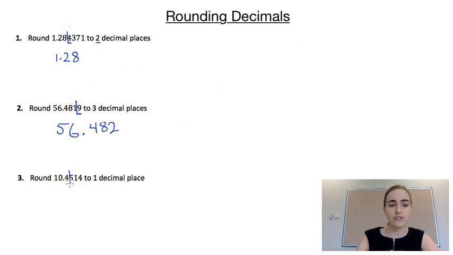Now our last example asks us to round 10.4514 to 1 decimal place. So we cut it off after that 1 decimal and we look at the next number along. So because that number's a 5, now this is the one that's a little bit tricky. If it's a 5 or more, we round up. So this is going to be rounded to 10.5 because it's just more than halfway between 10.4 and 10.5. So we're going to round it up. So let's have a look at rounding decimals.